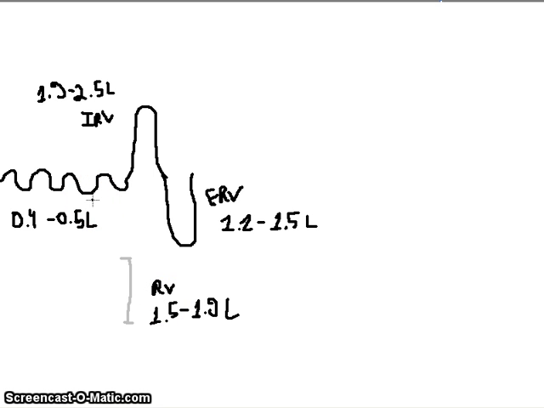What about the capacities? What's a capacity? A capacity is a sum of volumes. Take, for instance, the inspiratory capacity. It includes both the tidal volume and the inspiratory reserve volume. This is the inspiratory capacity, and it's got a value between 2.3 and 3 liters.